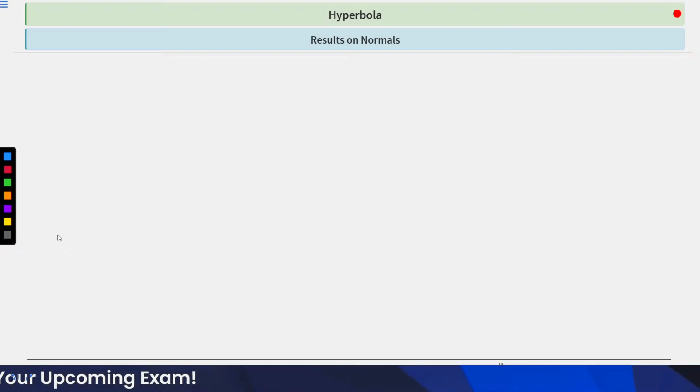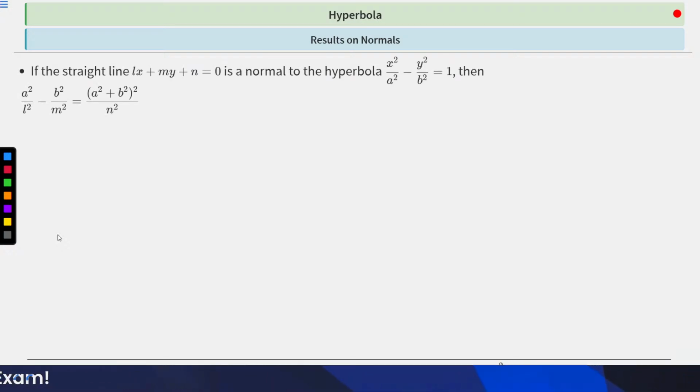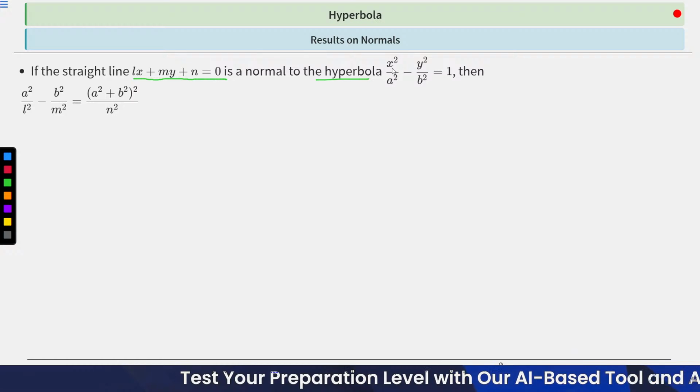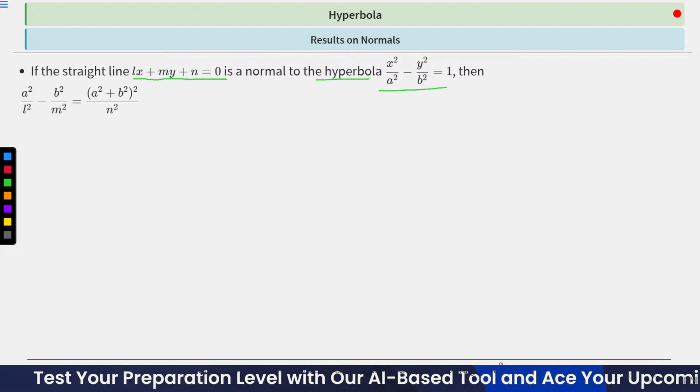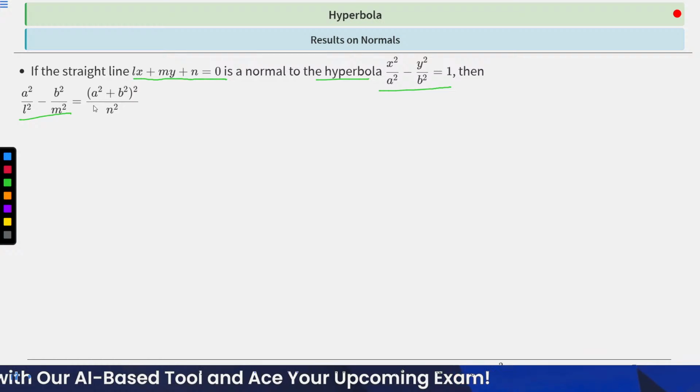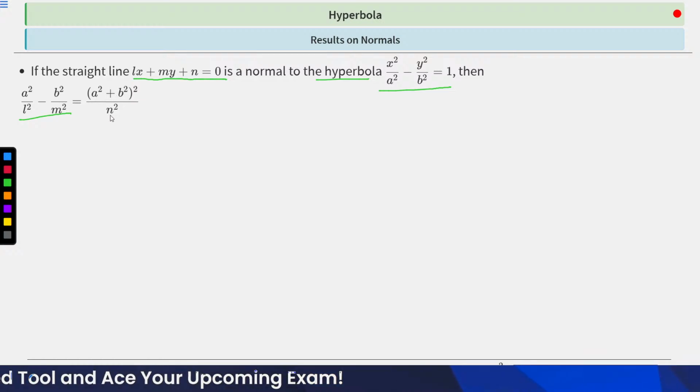Now results on normal. If the straight line Lx + My + n = 0 is a normal to the hyperbola x squared by a squared minus y squared by b squared equals 1, then a squared by l squared minus b squared by m squared is equal to (a squared + b squared) whole squared divided by n squared.